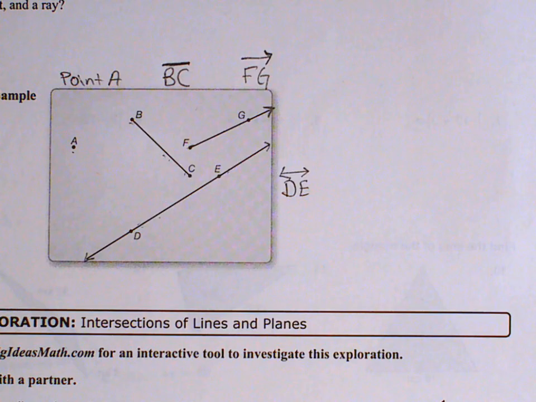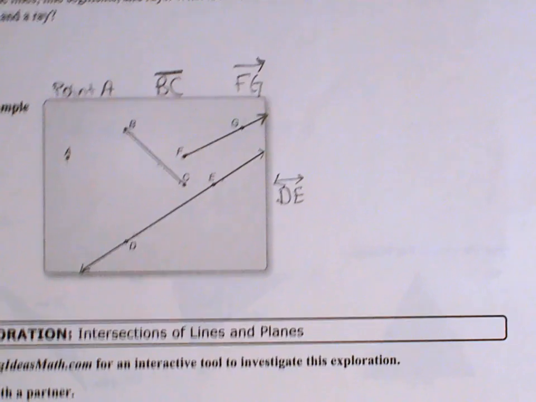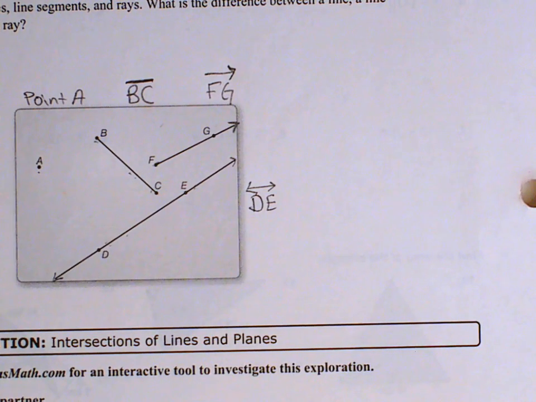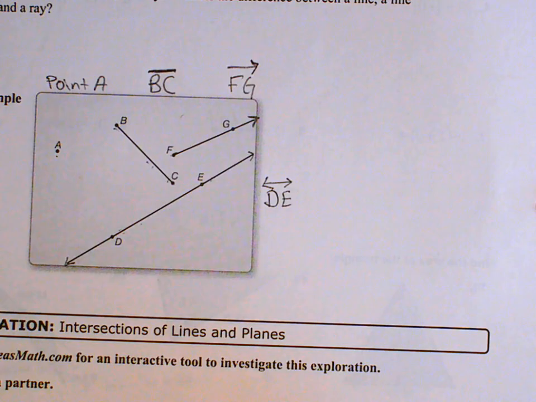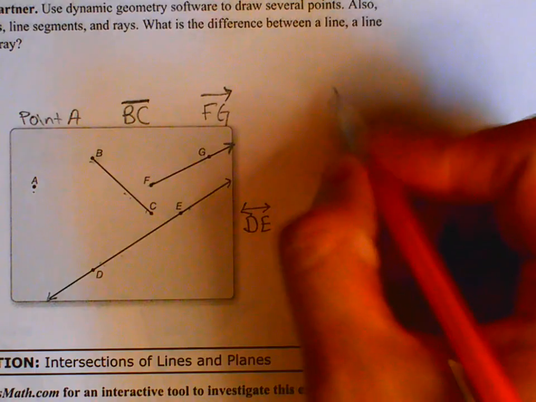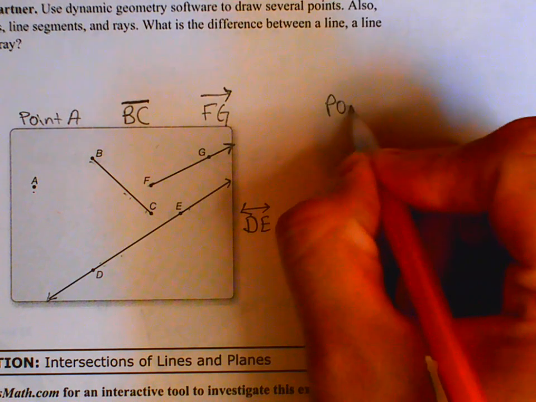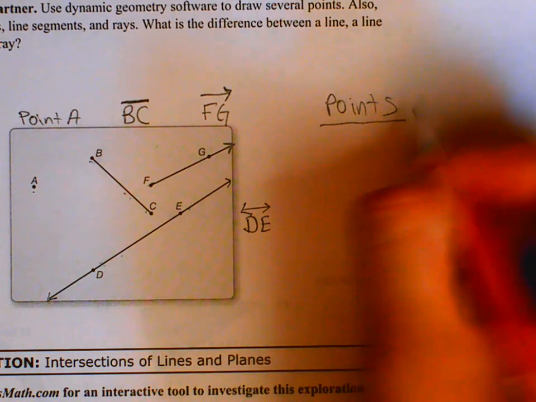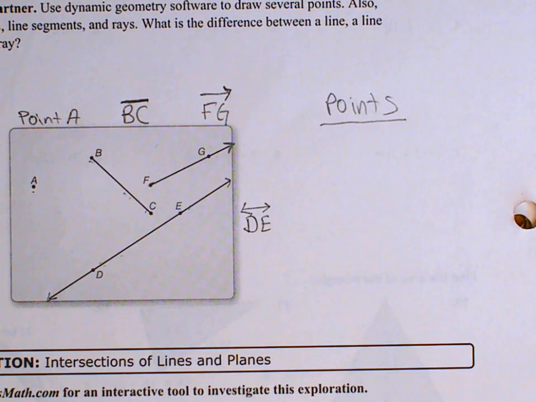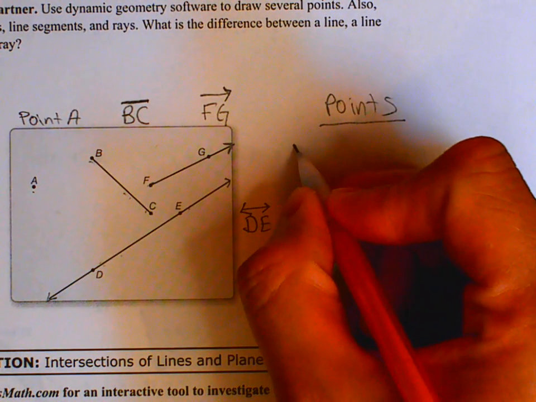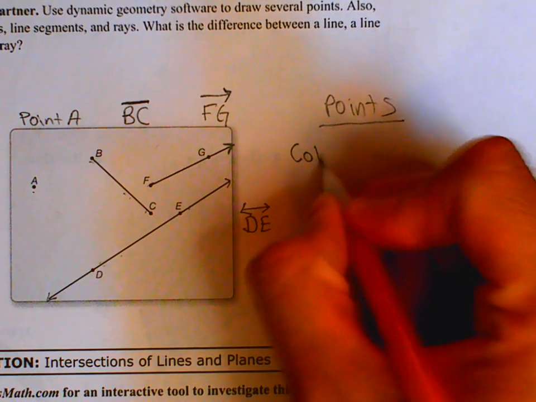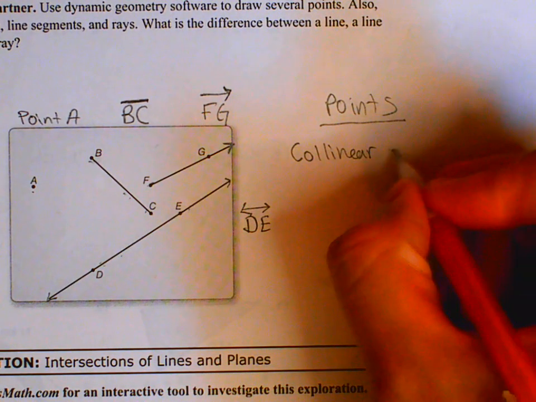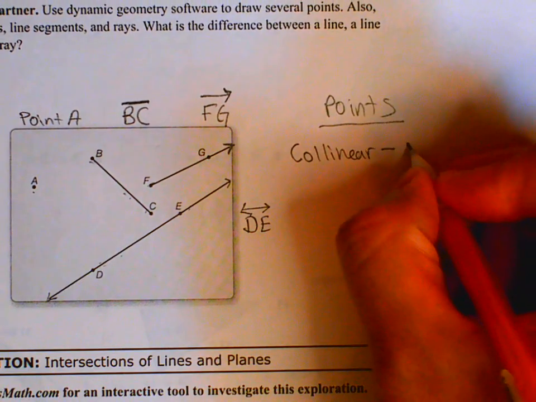Now, since we're talking about points, let's talk a little bit about collinear and coplanar points because these words are going to be coming up quite a bit. Let's talk a little bit about points. How do points relate to each other? Okay, so the first thing is points can be collinear. That just means that the points lie in the same line.